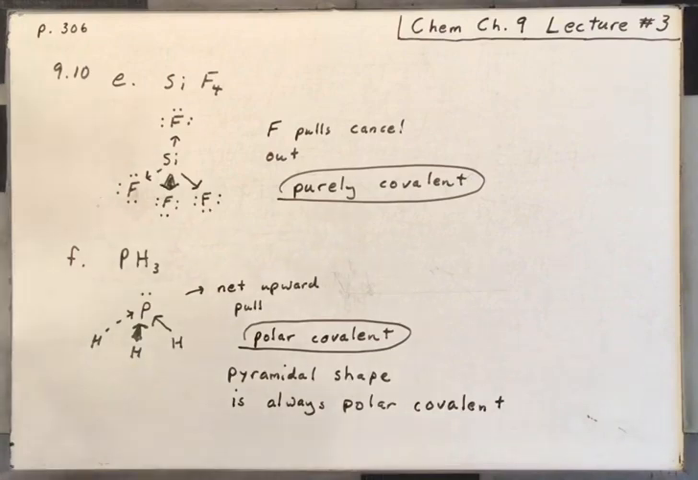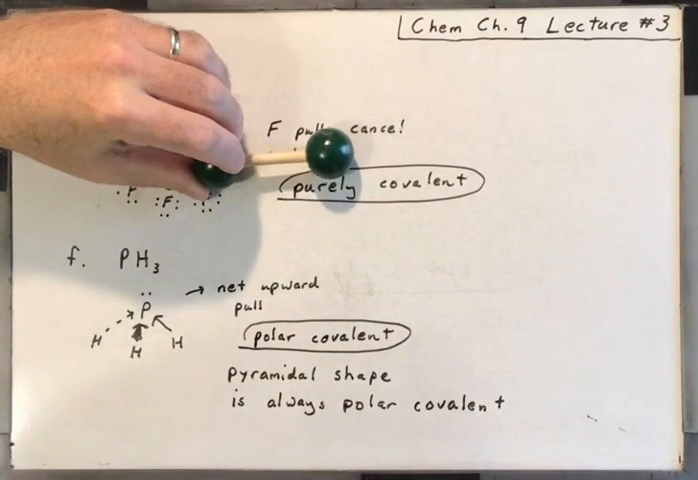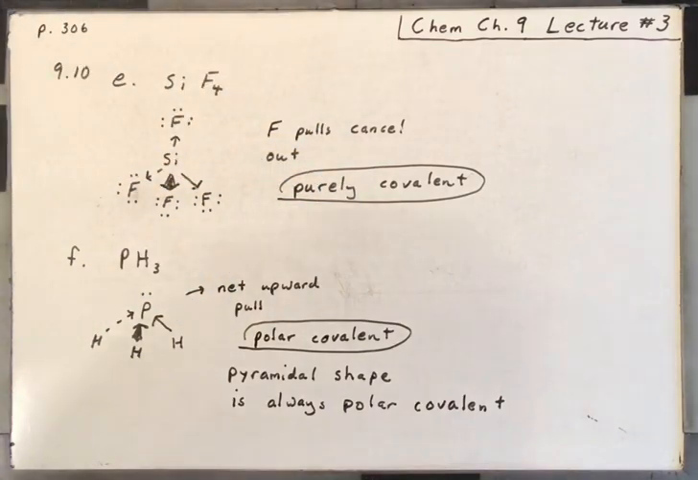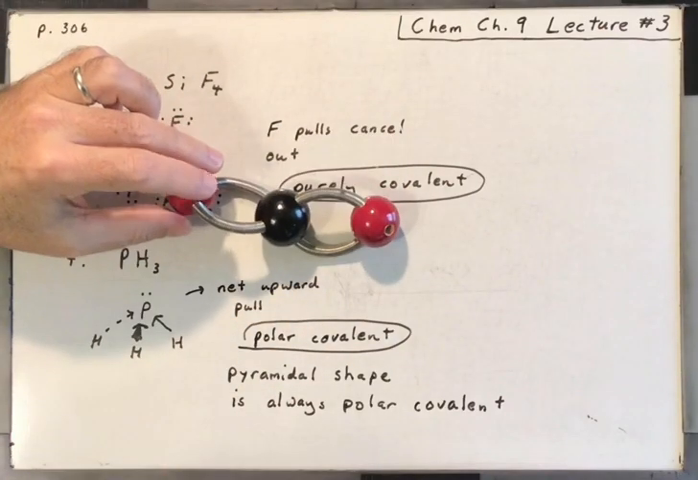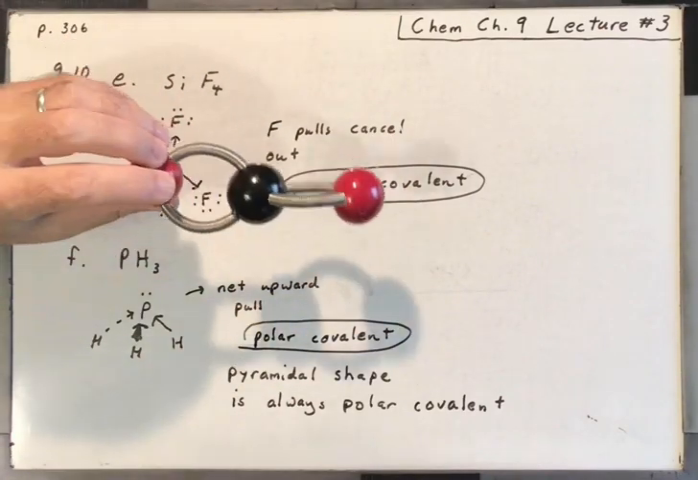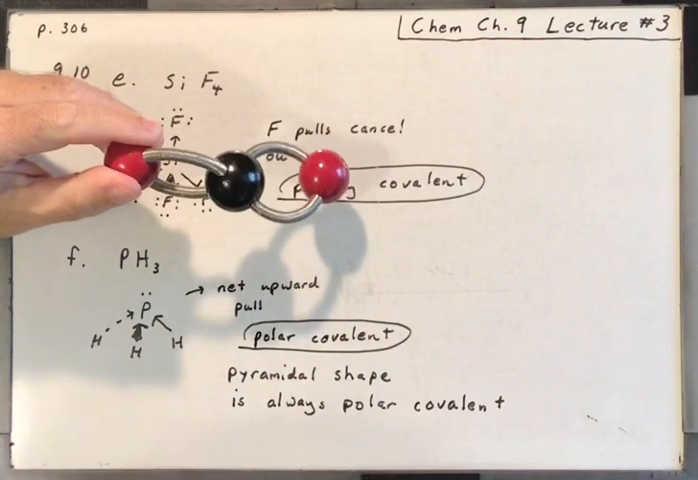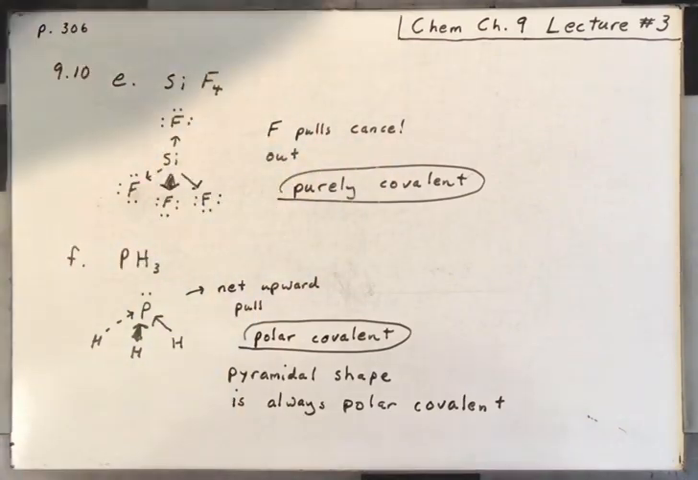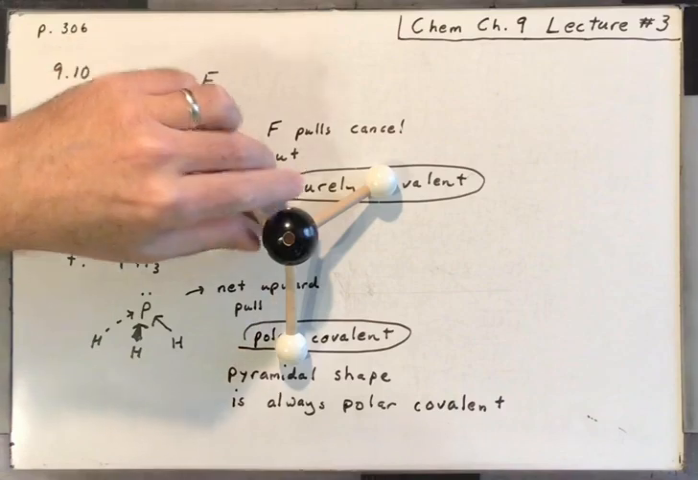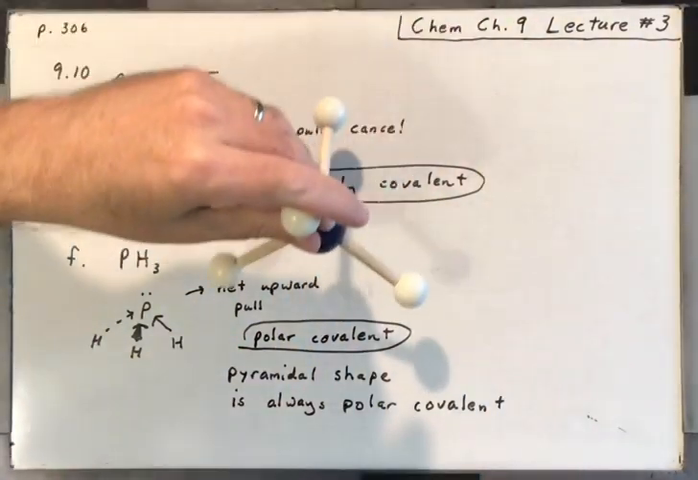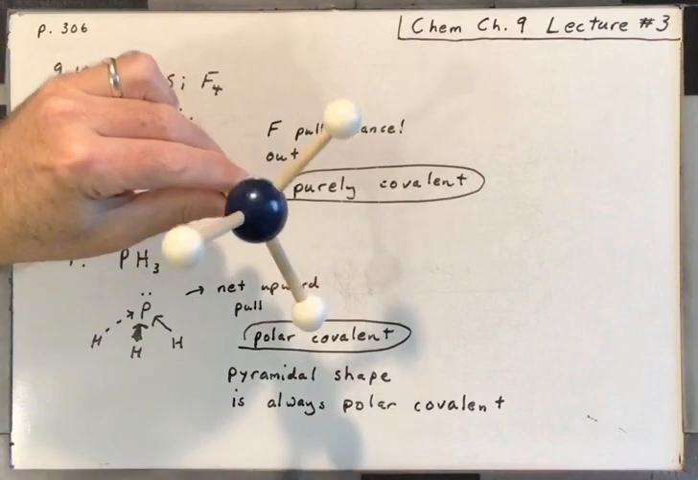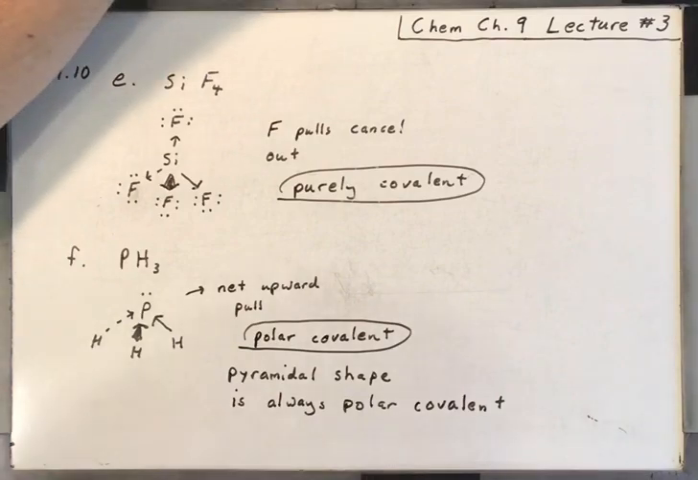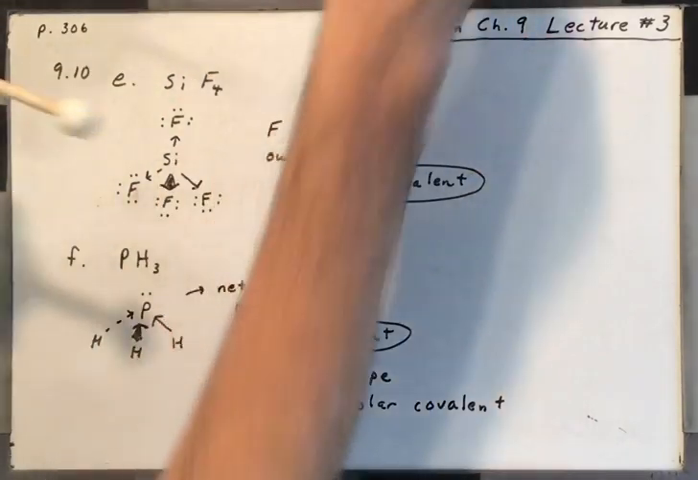So of our shapes, linear can be either polar or purely. You don't know. It depends on the situation. Also, a linear like this can be polar or purely. In this case, it's usually going to end up being purely, but it can be polar. Pyramidal, always polar. Tetrahedron can be either or. Just depends, right? If it has different atoms on those single bonds. And then the bent shape I already talked about, always.